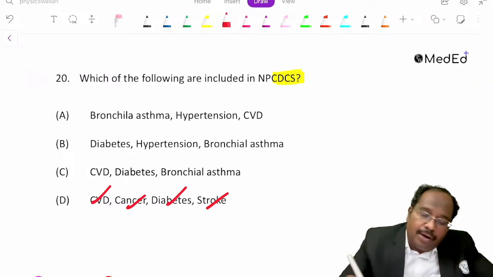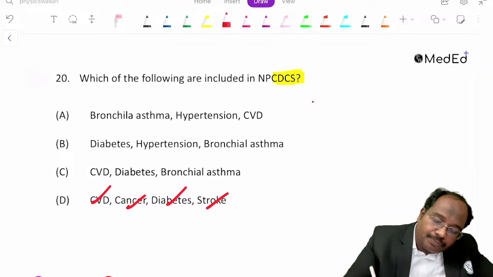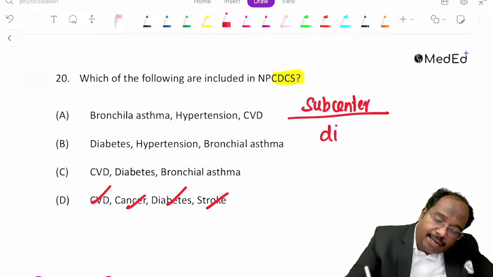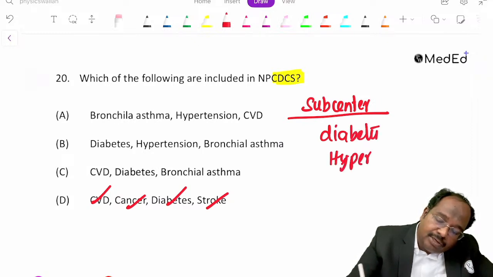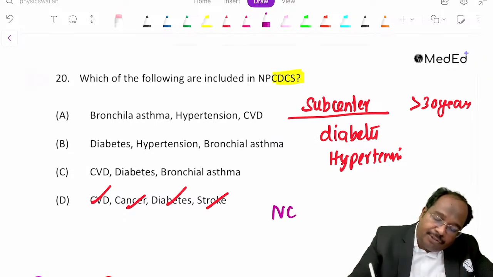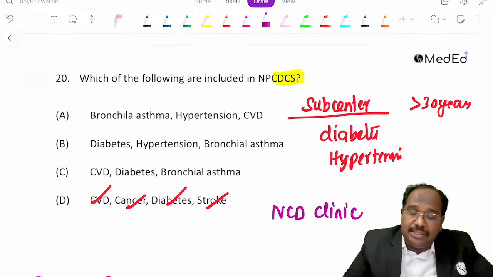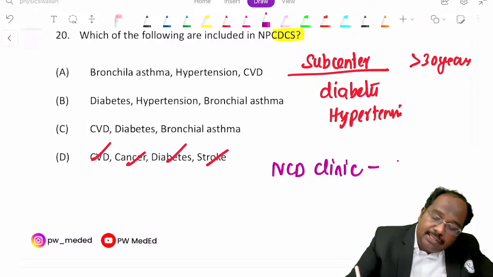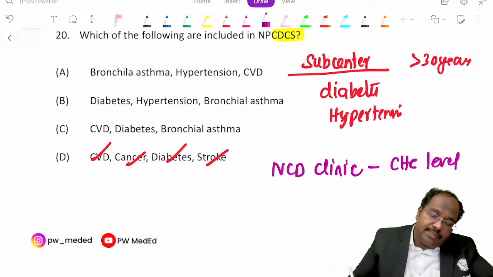According to this, at subcenter level we should screen for diabetes and hypertension. People more than 30 years we have to screen. According to this program, we should have an NCD clinic. NCD means non-communicable disease clinic should be established at CHC level.